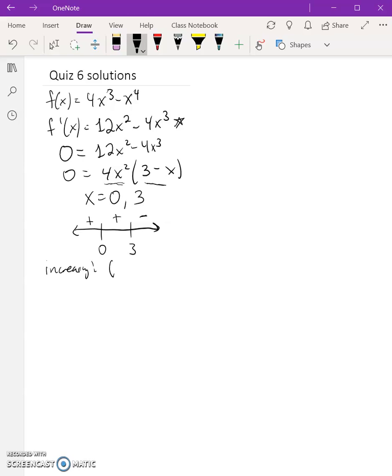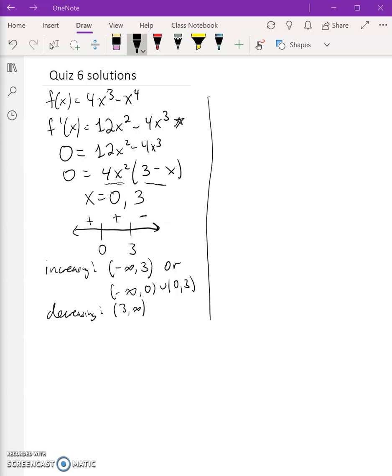So what that tells us is that our intervals of increasing will be -infinity to 3, or you could have written -infinity to 0 union 0 to 3. Now, on the quiz, I told you to use commas instead of the union symbol, but if you used the union symbol, great, I still give you points. Now, decreasing will only be 3 to infinity.